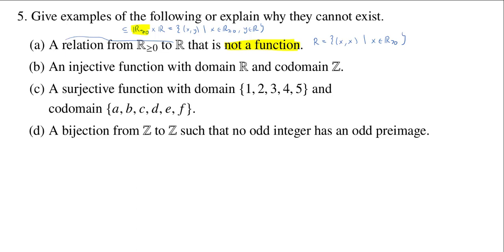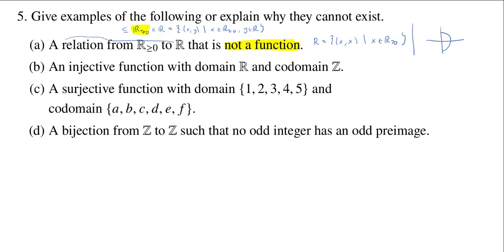Now, why is this not a function? Well, for every non-negative real number, I need to have an image. But here, I only have images for positive real numbers. I'm missing 0. So this would be an example. What if we draw a picture? Here's another example. What if I draw something like that?